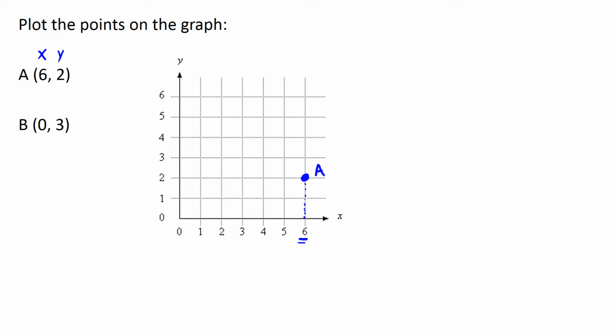Let's do the same for point B. This time we're told that the x value is 0 and the y value is 3. So where the x value is 0 is right here at the very beginning. And then we go up to the point 3. And that's point B. So that's the y value is equal to 3.